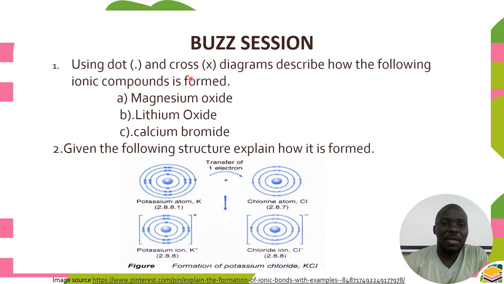Then we also have another one, a continuation of the practice exercise. Using a dot and cross diagram, describe how the following compounds are formed: magnesium oxide, lithium oxide, calcium bromide. Given the following structure, explain how it is formed. From the structure, everything is illustrated. You can just explain how this one is formed. Usually it's potassium chloride. How is it formed?